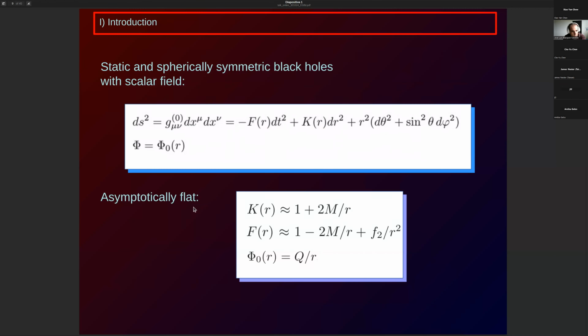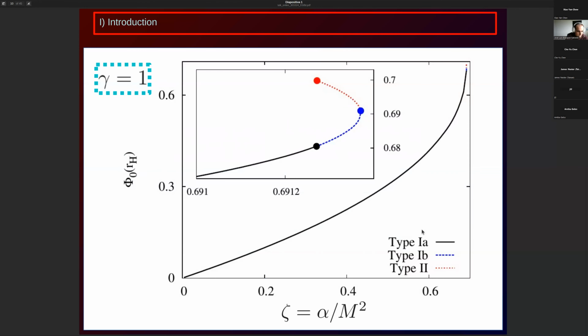And of course, the solution is characterized by the total mass, as we have in Schwarzschild. But now you have the scalar field that is, if you want, characterized by the scalar charge. We can call it Q_D or whatever. And how does the space of solutions look like? If you integrate the equations with these conditions, you obtain a number of solutions.